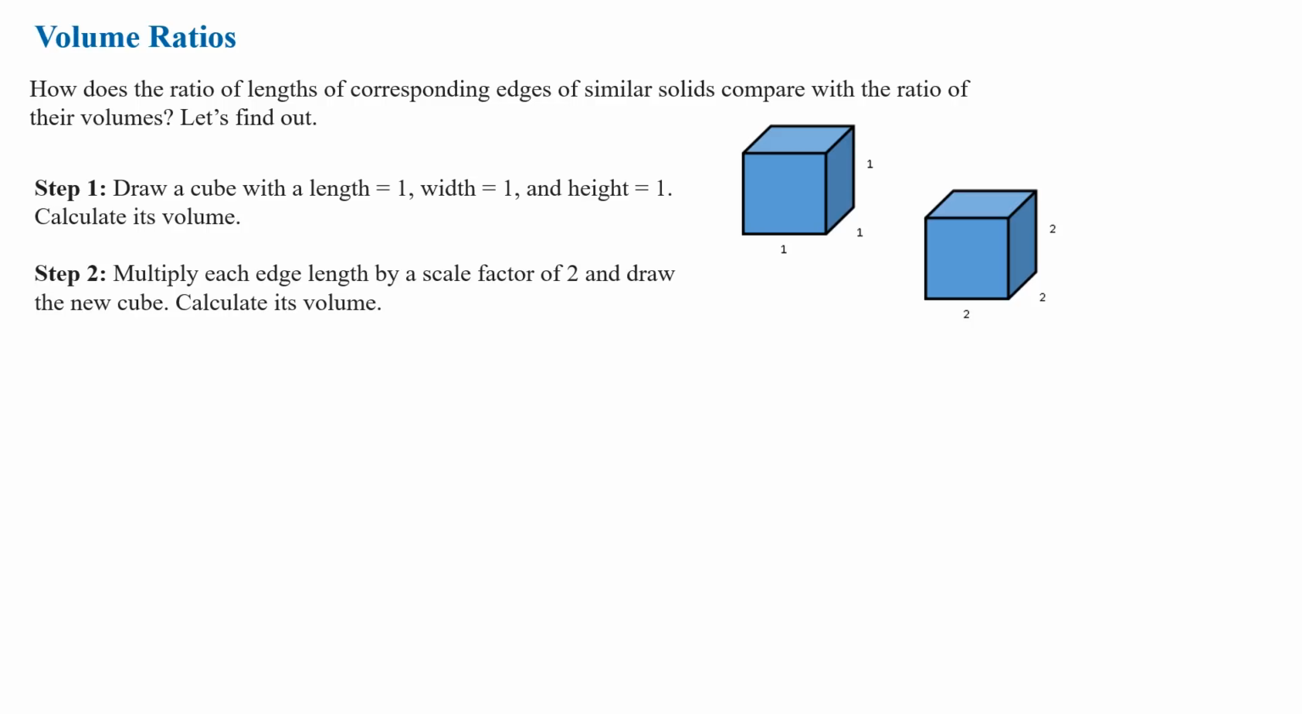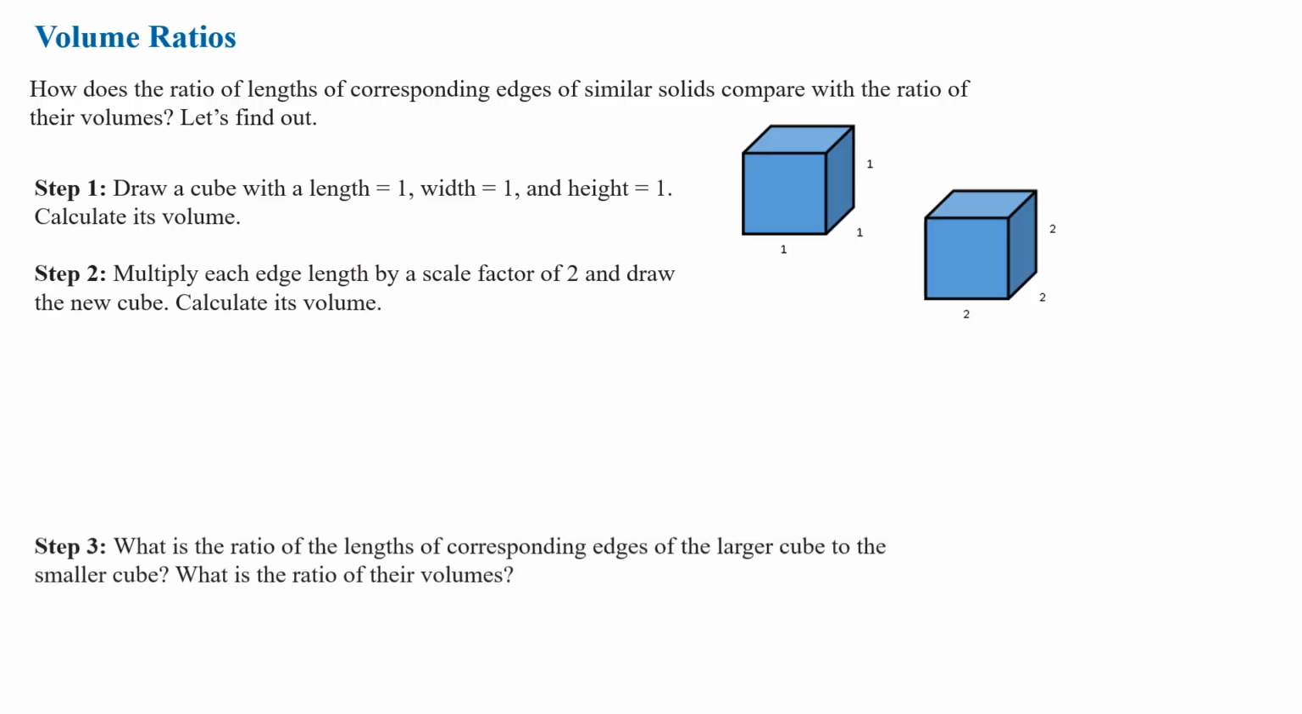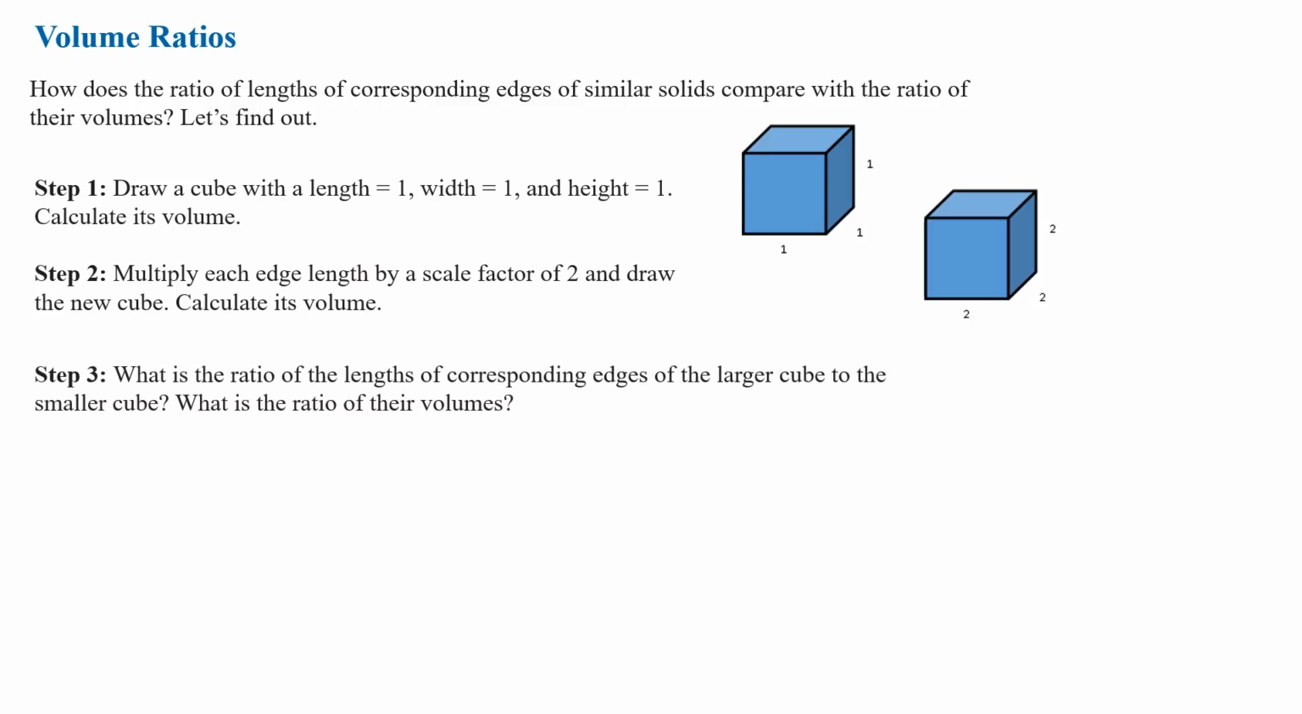We have to look at our side ratios and how they play an impact. So let's look at what's the ratio of the lengths of the sides from the larger cube to the smaller cube, and let's look at the ratio of their volumes. Well, the side ratio, we would say, is 2 to 1. Each side is twice as big. The volume, however, is 8 to 1, because the volume of the big one is 8, and the volume of the small one is 1. How do we go from 2 to 8? That's something we're going to have to look at.